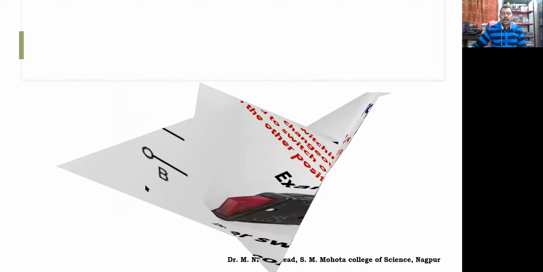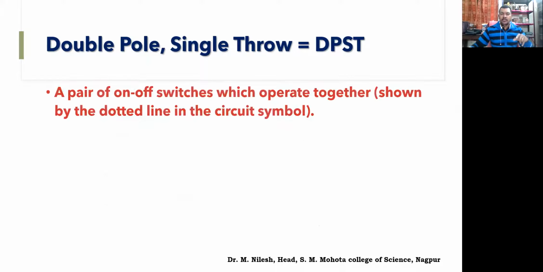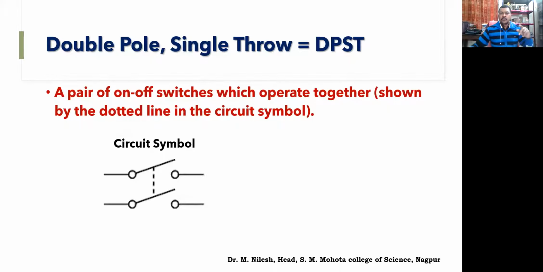Then we have the other one, the double pole single throw switch, that is DPST. We now have two lines and one throw. It looks like that. We have two circuits and two poles. We are going to switch on both the circuits at a time, or switch off both the circuits at a time. We can do that at the same time. That is why we call it double pole single throw. That is called DPST.